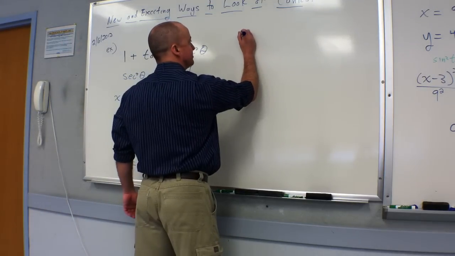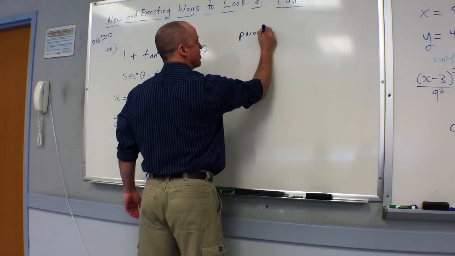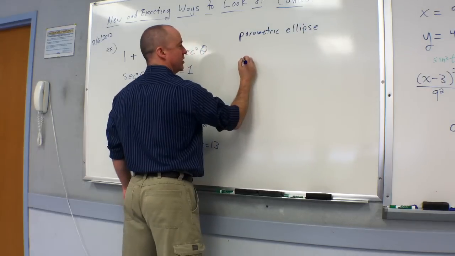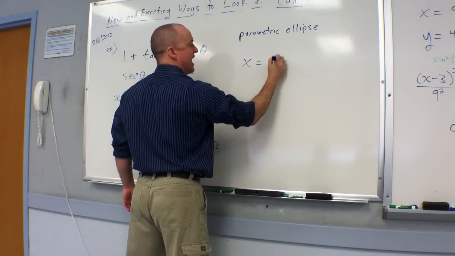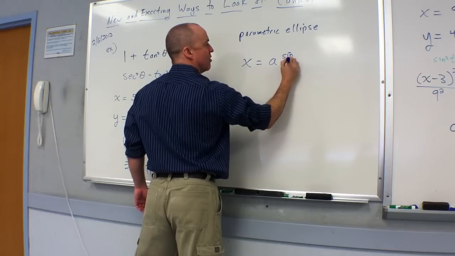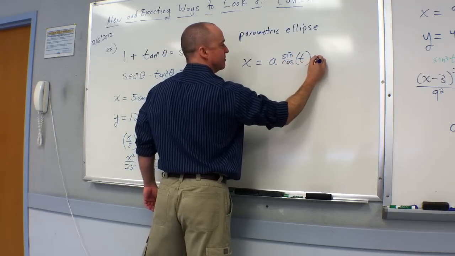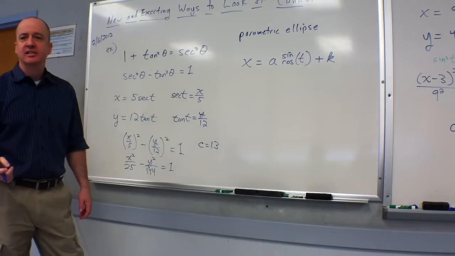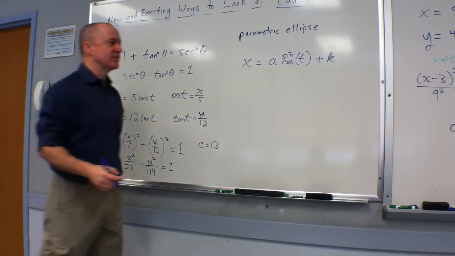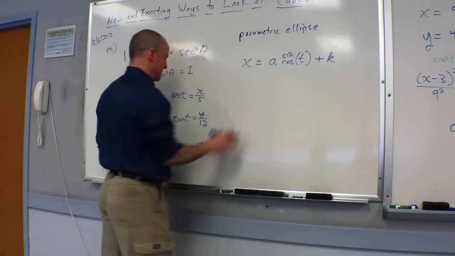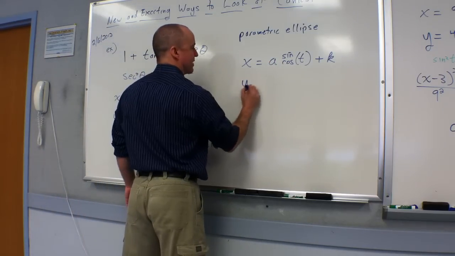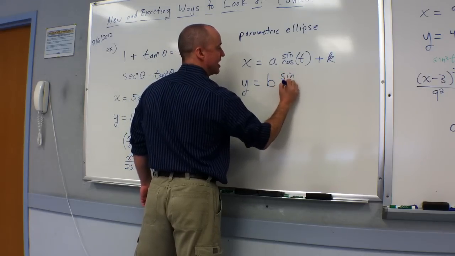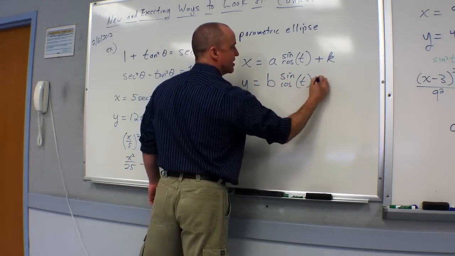So a parametric ellipse will be x equals a sine or cosine of t plus k. This is the exact same notation, exact same lettering I used when we did it this way. And y will be b sine or cosine t plus h.